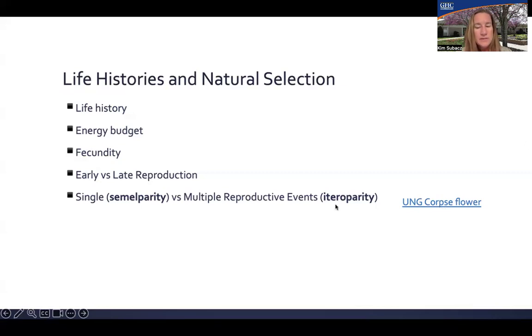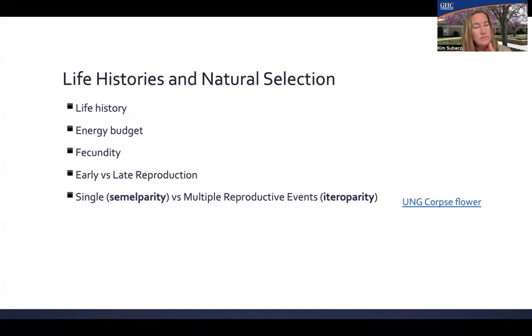Multiple reproductive events, iteroparity. So maybe you reproduce one time a year, but it's every year. You'll have seasonal estrus, like deer do. They'll go into estrus, it's reproductive season. It's time to do that.